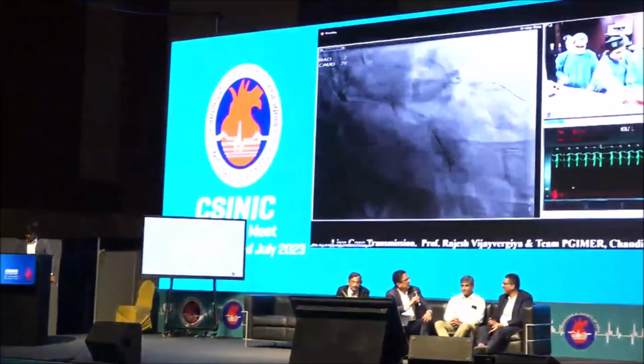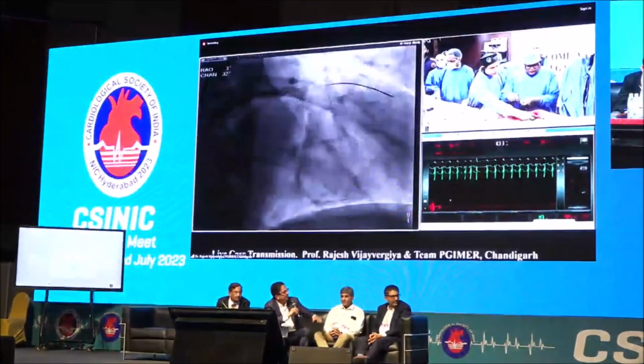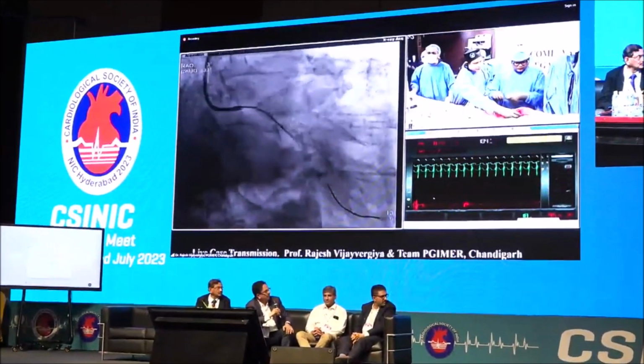I always, if I think rotoblator or orbital is needed, I always do it because I think the regret is very painful. So I would argue that you should probably debulk it with rotational atherectomy of the LAD. But you know, on the panel, what do the people think down the hall over here?